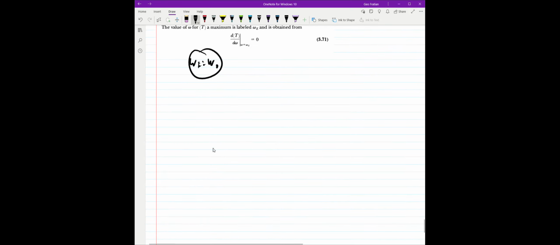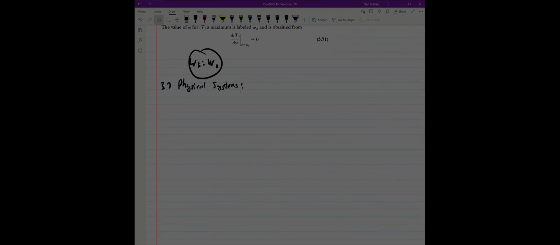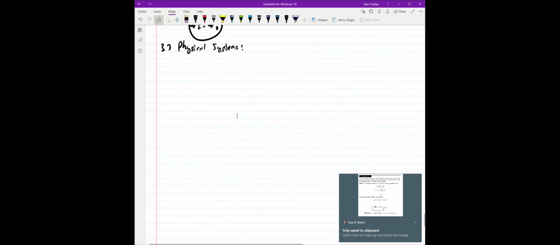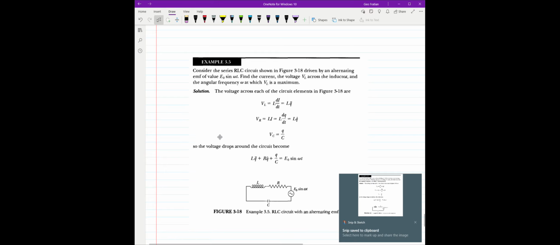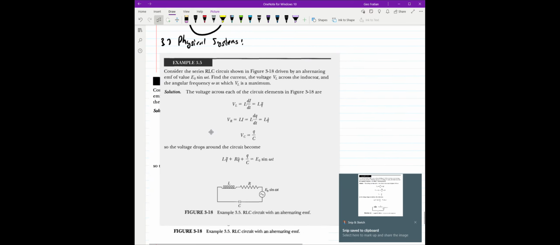So let's go to physical systems real quick, 3.7. Physical systems, stuff like a mass spring. And I guess it's basically just examples of stuff that happens. Here's a really good example. I like this example. I'm going to screenshot it so I don't have to write it out. But I talked a bit about circuits and how you can have Q factors and stuff, and this is just an easier example of an RLC circuit.